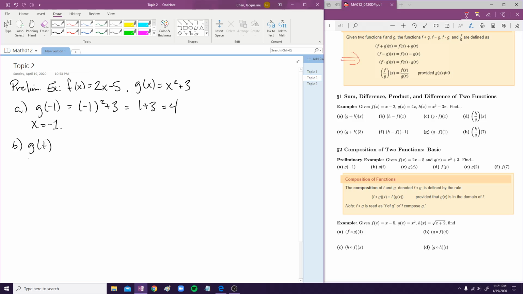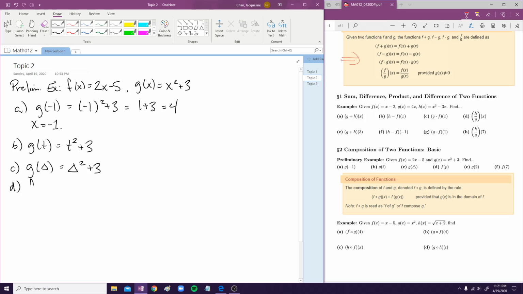The next one, we want to find g of t. So what does that mean? That means x is equal to t. Wherever I see an x, I'm going to plug in t. So this becomes t squared plus 3. So if I do g of triangle, what is that? That is triangle squared plus 3. Wherever I saw an x, I plugged in a triangle because x is equal to the triangle. So as you can see, whatever we put in, wherever that variable is, that's what we just plug in.